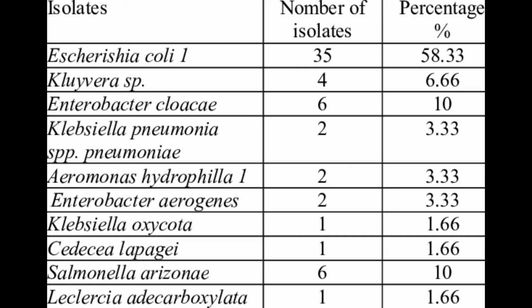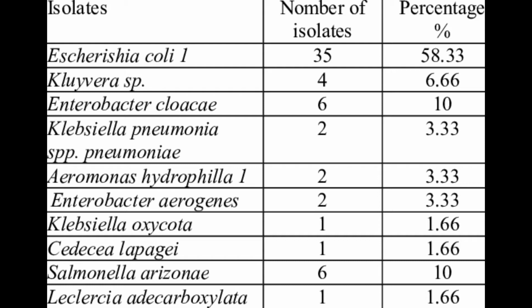Their indole is negative, their MR is positive, and their VP is negative. The citrate is negative for Salmonella typhi and Salmonella paratyphi A, while it is variable for Salmonella choleraesuis, and positive for the others. So in summary of the table, Salmonella typhi in the TSI reaction is alkaline over acid with H2S production, and their IMViC result is negative, positive, negative, negative.